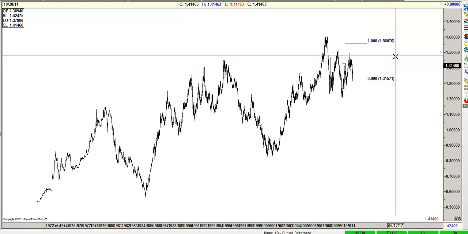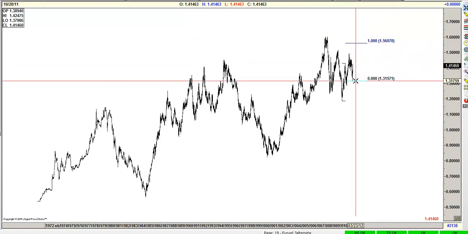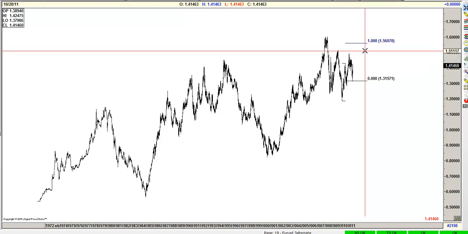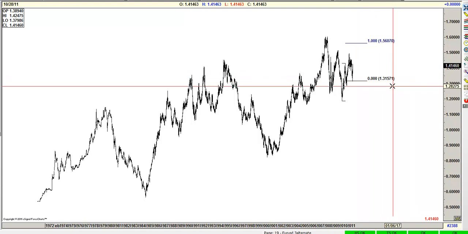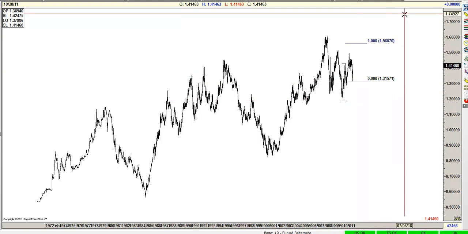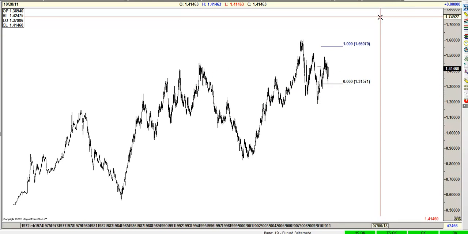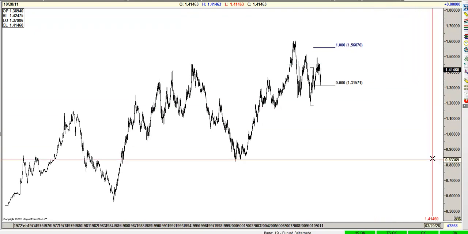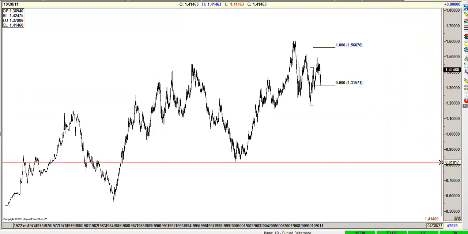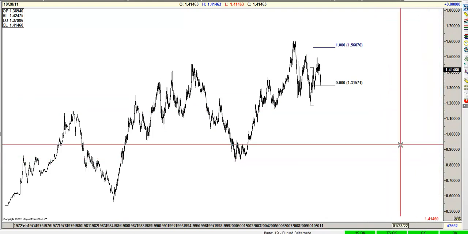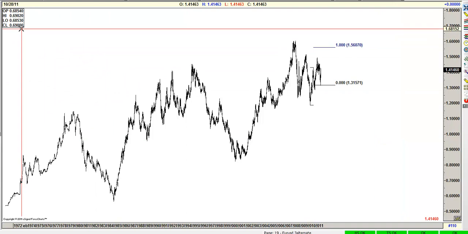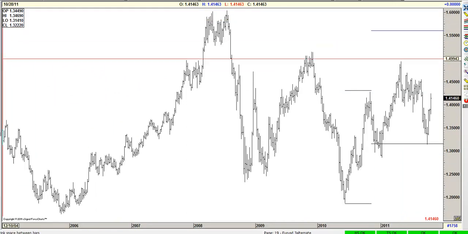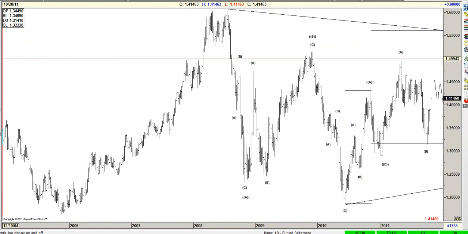Why? Because this triangle is only entering the C wave of B, and the dollar needs more sideways. The trough in the triangle right here is going to be the trough in the wave 4 within the dollar, and the 3 waves back here are going to be the 3 waves higher in the dollar. So technically, you can consider this a very viable scenario.